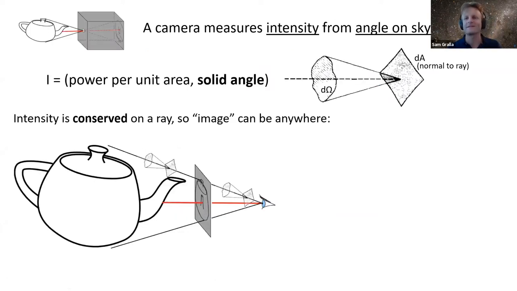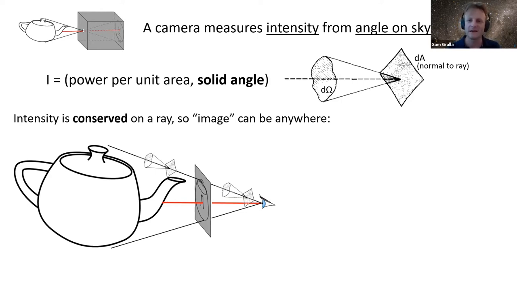So let's take a step back and remember how a camera works. We can really go through this from the beginning. Of course, a camera measures an intensity. It's a power per unit area and per unit solid angle. Those of us used to thinking about flux lines can get confused because of that per solid angle. It makes it very different from a magnetic field line, for example. And the intensity is conserved along a ray.